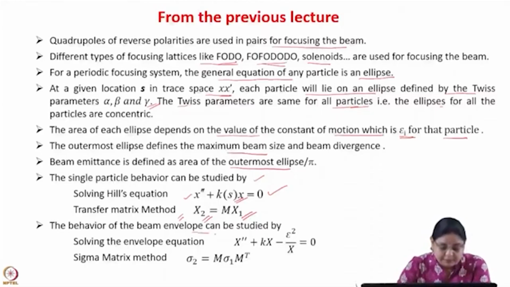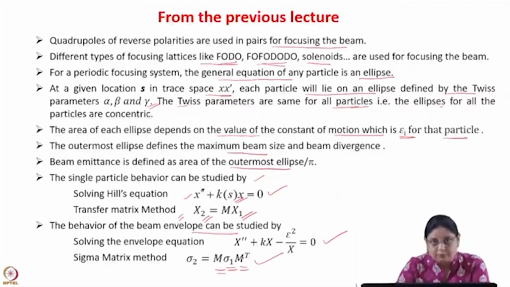The behavior of the beam envelope can be studied by solving the envelope equation, which we derived in the previous lecture, or by the sigma matrix method. So sigma matrices are basically in terms of the twiss parameters alpha, beta and gamma. So they give you the entire information about the beam at a particular location. So if you know the sigma matrix at the initial location and you know the transfer matrix for the element in between, you can find out the final sigma matrix and hence the beam size and beam divergence at the end of that element.